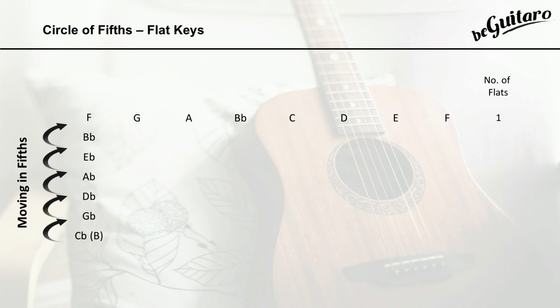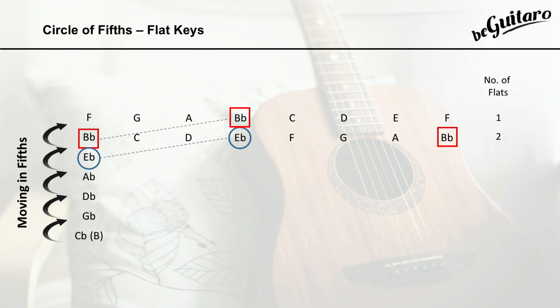So I want to once again draw this pattern for you. Take note of how the B flat links. And now we move to the B flat major scale. We see that the E flat links in the same way as the B flat previously. And again, the flats accumulate. So now the total number of flats is 2.